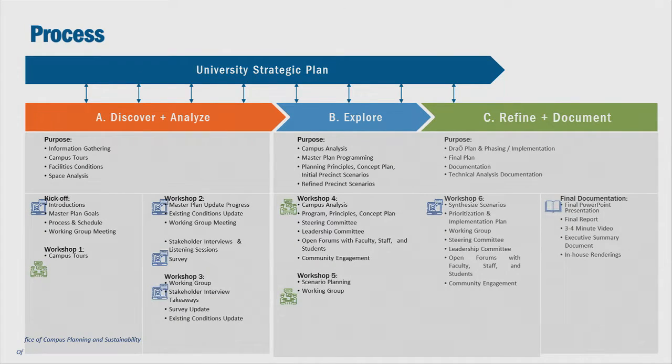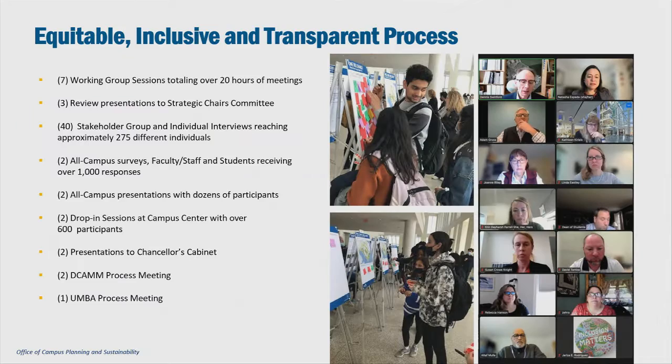The process we used was to look at the campus itself, what we wanted to have on the campus, what we needed to have on the campus, how we could begin to accommodate those changes, and then third, create a master plan and document the decisions that were made during the process.